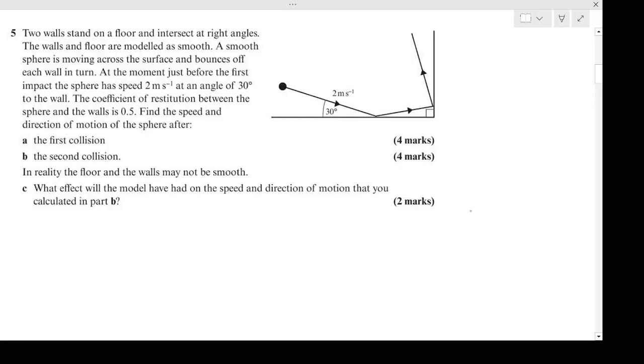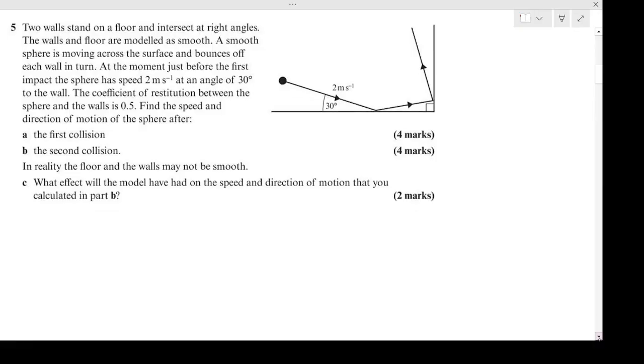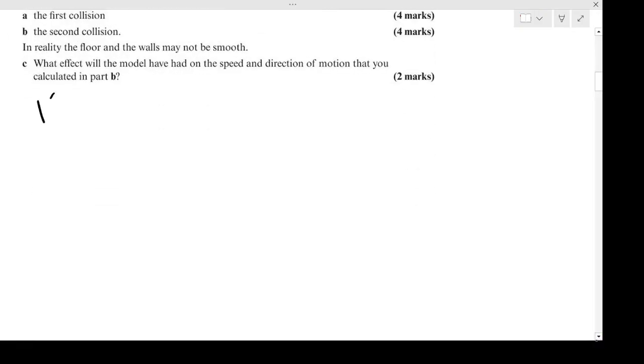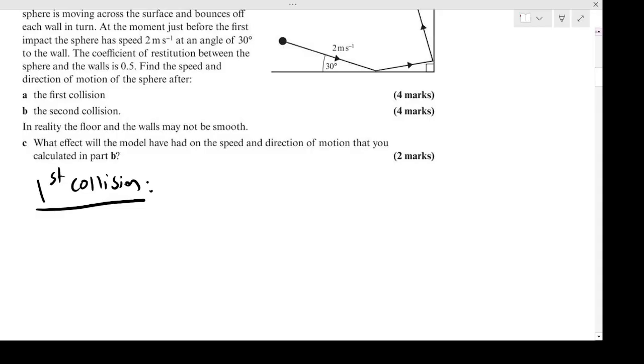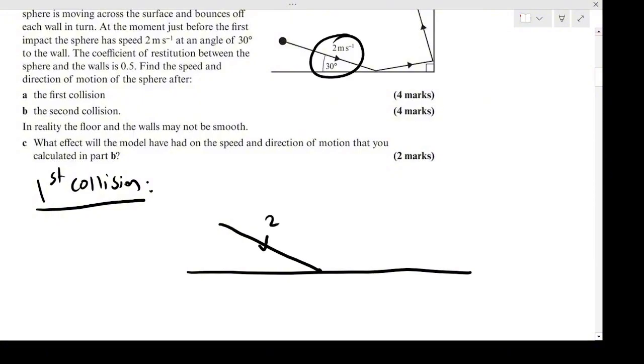So what's the process here? Well, we're going to do the same thing that we saw last time, but because there's 2 collisions, it's a good idea to consider them separately, right? So this is my first collision, and I'm just going to draw out what the first collision only will look like. So it's going to bounce off the floor, right? This horizontal floor here, and so it approaches the floor, as you can see here, with speed 2 and an angle 30. Then it's going to rebound with some speed v and an angle, let's say beta, okay?